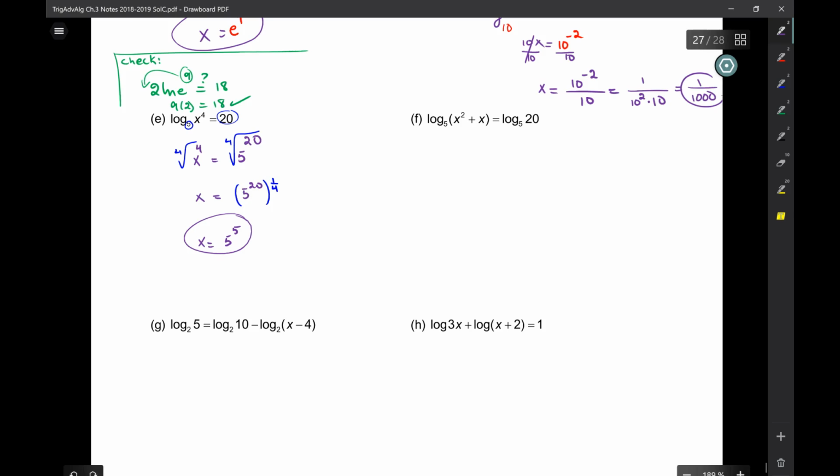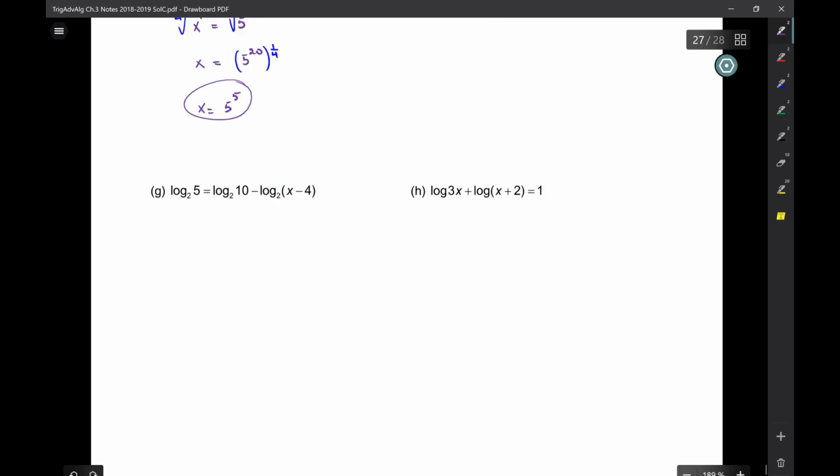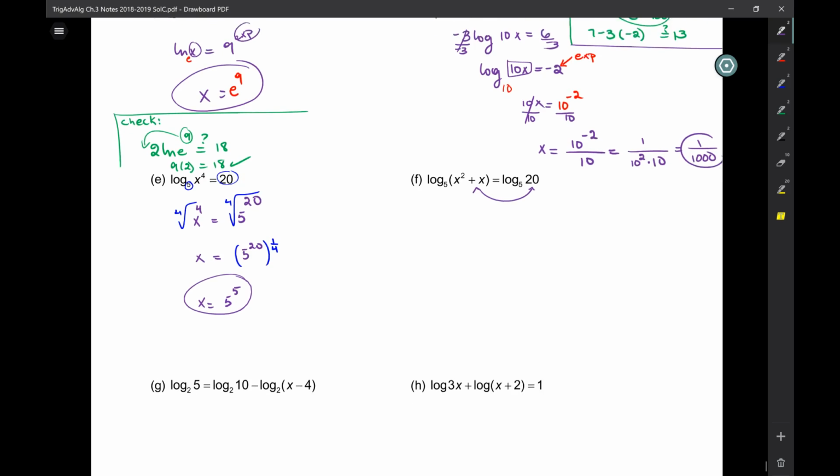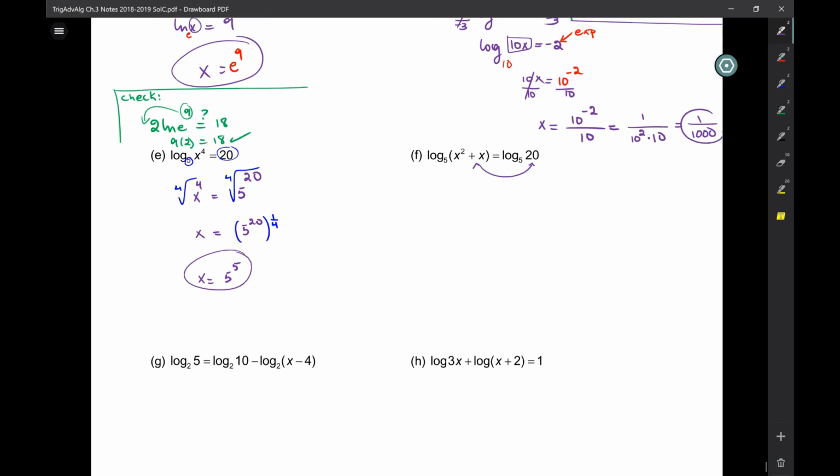Log base 5, log base 5. I'm going to set these equal to each other. Okay. So when we do that, we get x squared plus x equals 20. And now this is a quadratic equation. And how do we solve quadratic equations? Subtract 20 and set it equal to 0. If there is one thing we can take away from any math class, it's that quadratic equations factor that way, right?